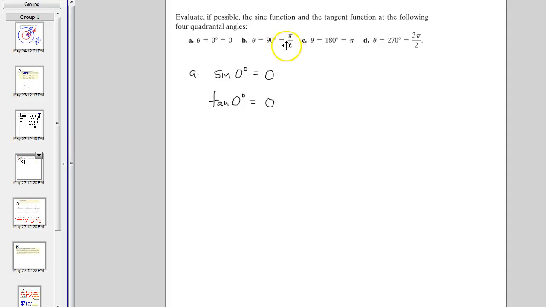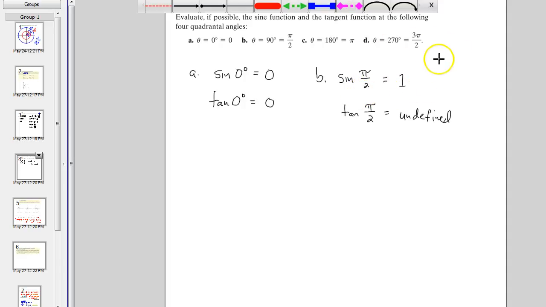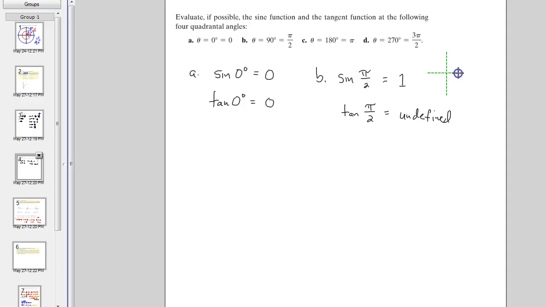Alright, part B, what if it's 90 degrees? Alright, well, the sine of 90 degrees, again, go back to right triangle trig, the sine of 90 or the sine of pi over 2. If I am rotated 90 degrees, I'm up here on the y-axis. And remember, in the unit circle, sine is the y-coordinate, so that's 0, 1. So the y value is 1 at 90 degrees.